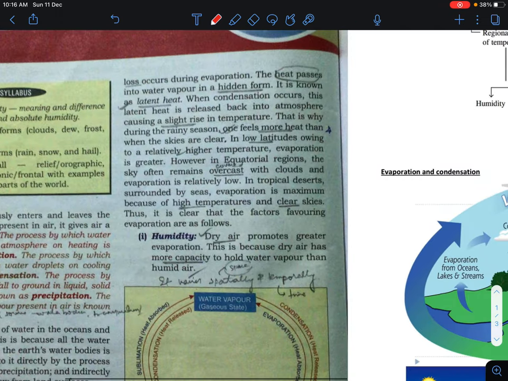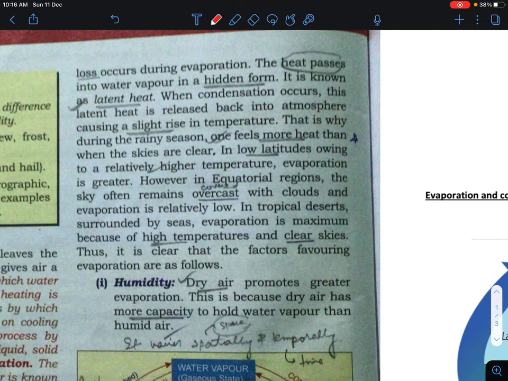Now, heat loss occurs during evaporation. As we already studied, when we talk about evaporation, we are actually giving energy, so in this case heat is lost. Now heat passes into the water vapor in a hidden form.